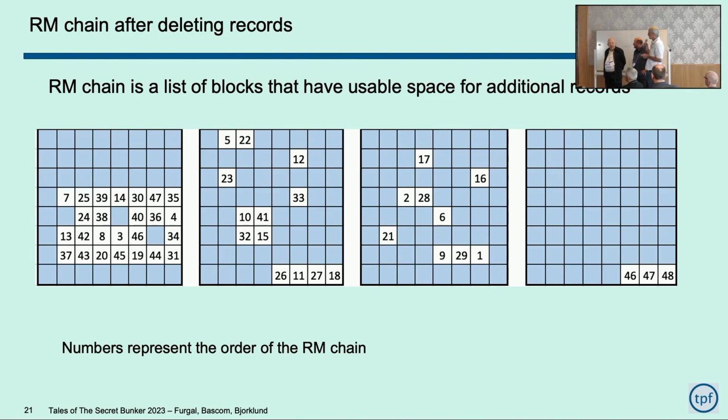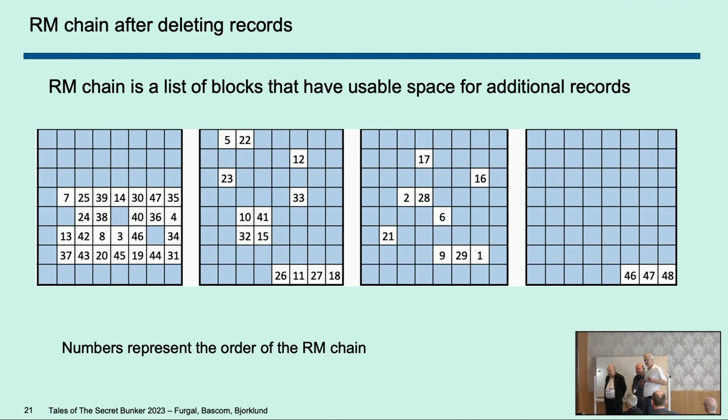So after you've deleted a bunch of records, the RM chain is a list of the blocks that have usable space. So when you're creating new records, you're going to look on the RM chain for some space, or when you're needing to expand a record, you're going to look for some space on the RM chain. And it's going to try to reuse those holes, but that means that things are going to be disordered. They're going to be scattered around much more than they were when you originally loaded the data, or when you created it from scratch, or however you built your database the first time.